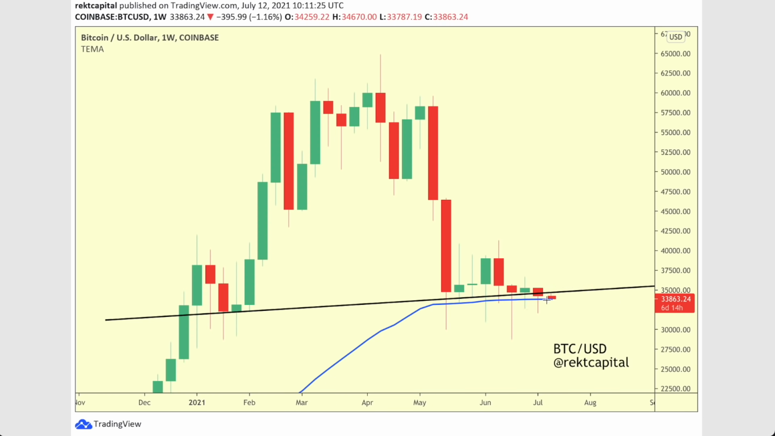But at the moment, we're losing one of those key support levels. Really important that the 50-week EMA isn't lost as a support.